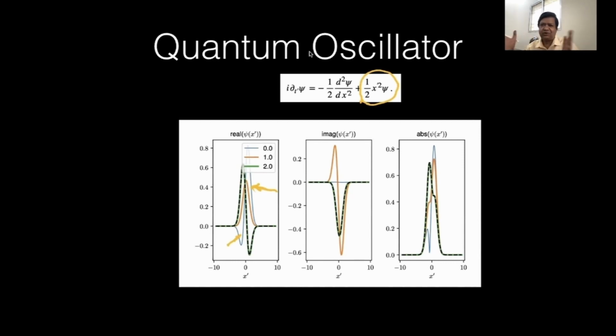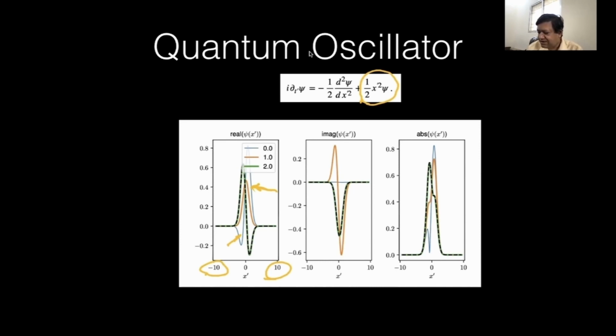I choose a large enough box. We can't take an infinite box, but we take a large enough box, so it's minus 10 to plus 10. You remember that my dimension is order 1 for the Gaussian peak. So it's a function of time.